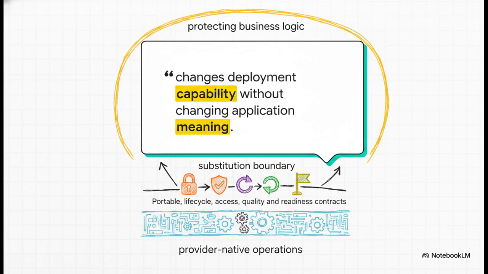Ultimately, AI Fabric makes that substitution boundary crystal clear. Your provider-native operations run quietly underneath, doing all the heavy lifting and scaling, while your portable lifecycle, access, quality, and readiness contracts remain firmly above them. This cleanly protects your core business logic from constant vendor churn and framework fatigue.